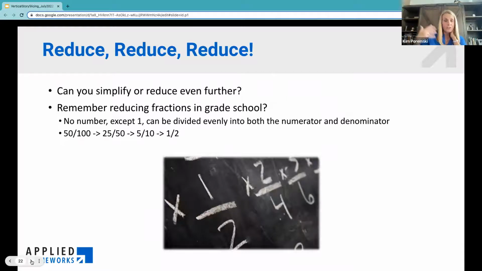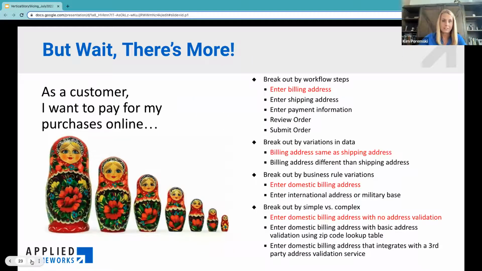With these patterns, just like fractions in high school, you can break something down with a pattern and then break it down some more and then break it down some more. So it's kind of like Russian nesting dolls.